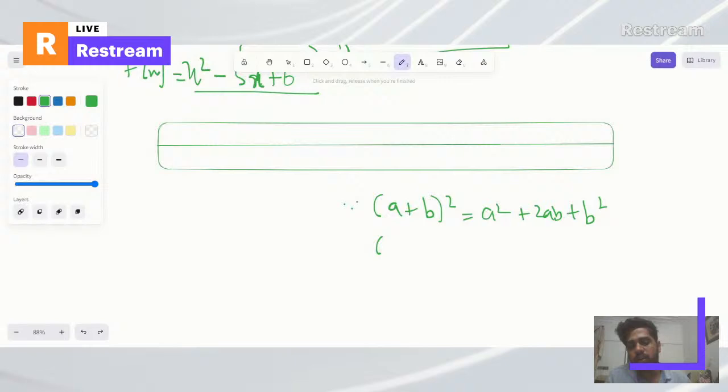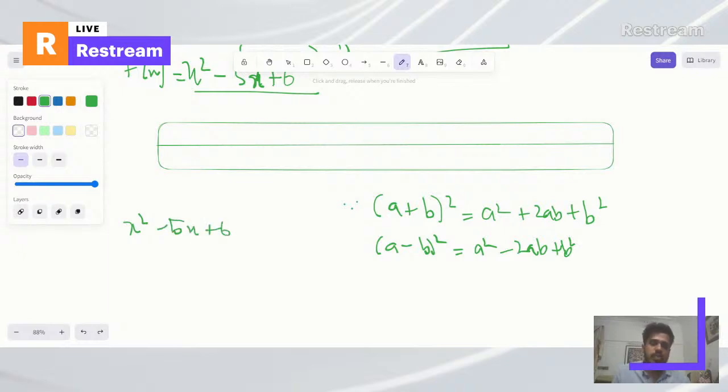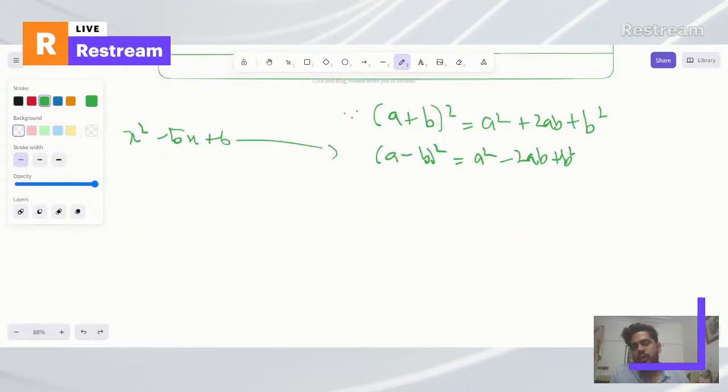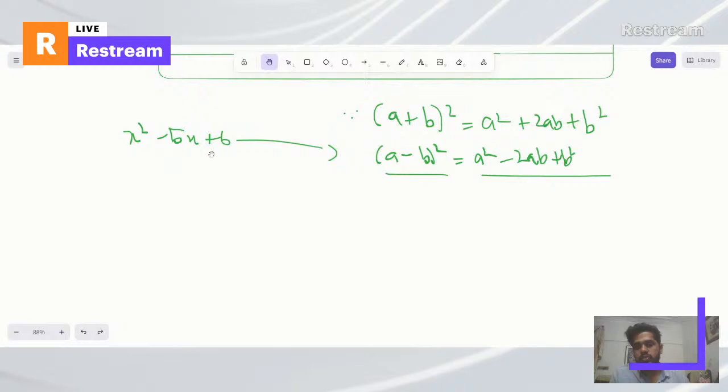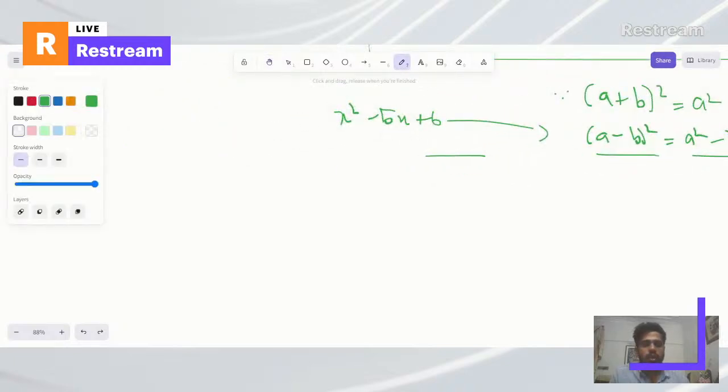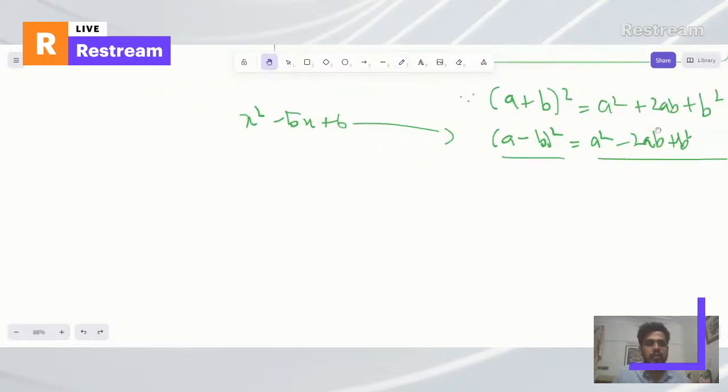So a similar identity of this was (a minus b) whole square equals a square minus 2ab plus b square. Right, so if our equation is somewhat like this, x square minus 5x plus 6, now it's easier for us to convert it into this form. How are we going to convert it into this form? We have the extended form, but we need a shorter form for this. So now what we're going to do is work on factorizing it into this form.